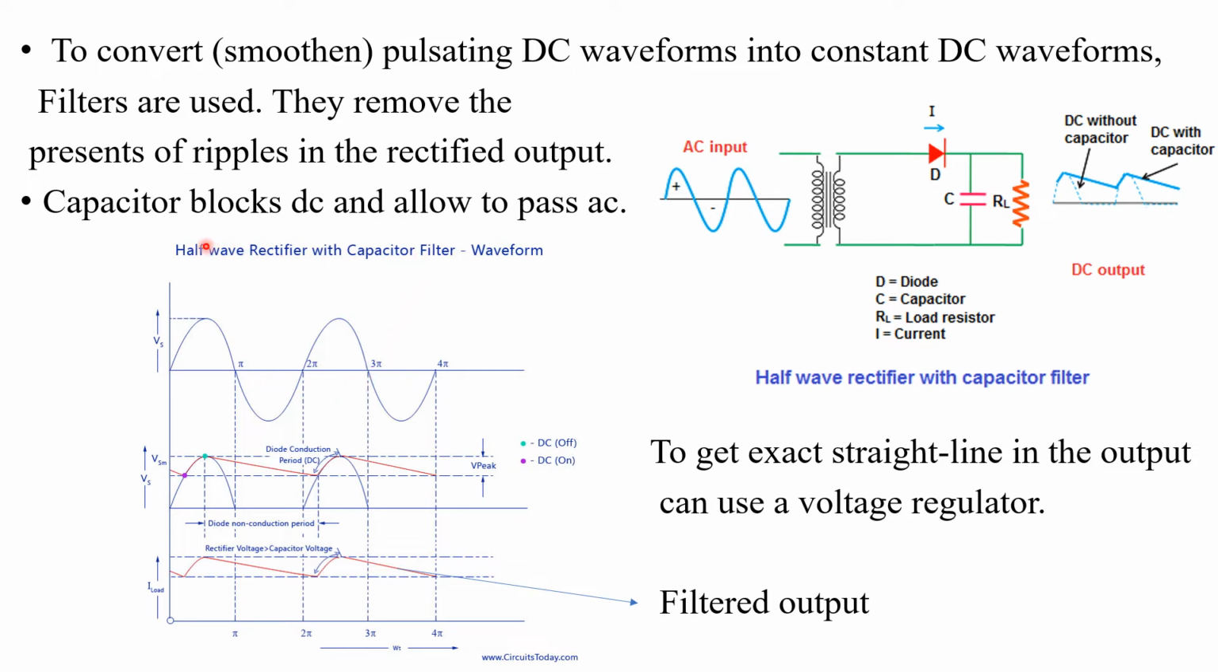Normally capacitor or inductor filters or different types of filters are there, but commonly we use capacitor filters. A capacitor can be connected in parallel with the load. This is the circuit diagram for a half wave rectifier with capacitor filter. Here you can see this capacitor is connected in parallel with the load resistance.